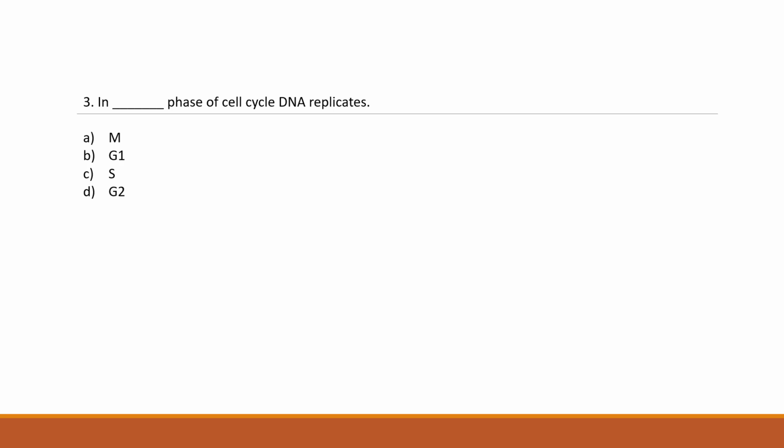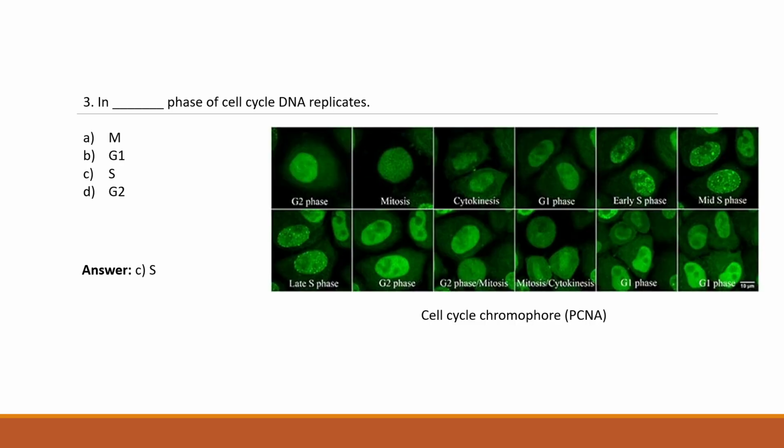Okay, the next question. Next is, in what phase of cell cycle DNA replicates? Answer? S phase. S phase, correct. So this is an image of cells which are immunolabeled, fluorescently labeled, using a cell cycle chromophore which is attached to PCNA. PCNA is a proliferating cell nuclear antigen. So they are seen more in proliferative cells. So this helps in distinguishing the nucleus which is in division state or synthesis state, etc.